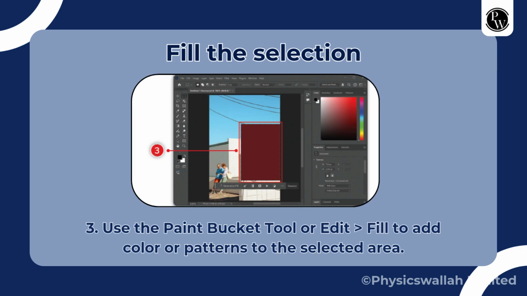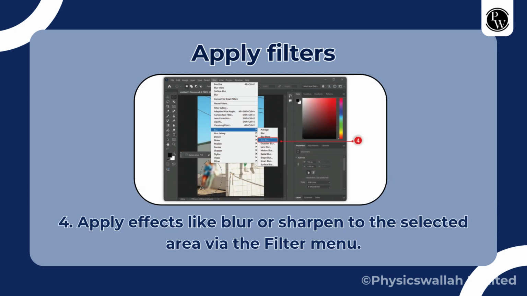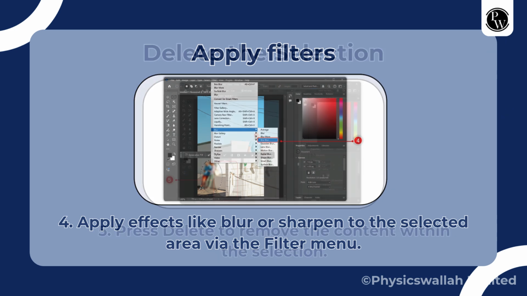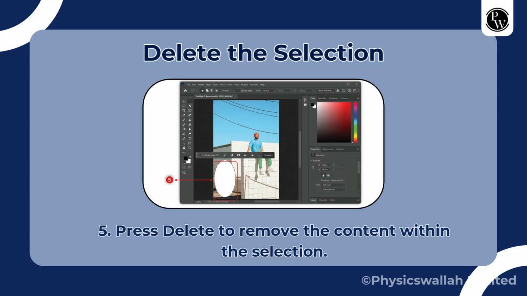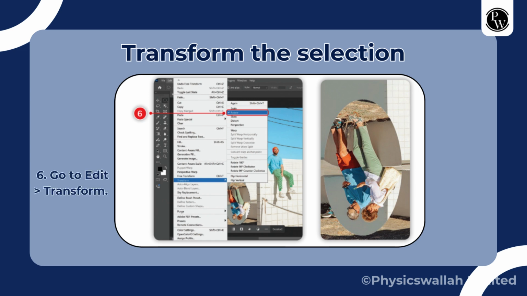Fill the selection. Use the Paint Bucket tool or Edit > Fill to add color or patterns to the selected area. Apply filters. Apply effects like blur or sharpen to the selected area via the Filter menu. Delete the selection. Press Delete to remove the content within the selection. Transform the selection. Go to Edit > Transform to resize, rotate, or distort the selection.